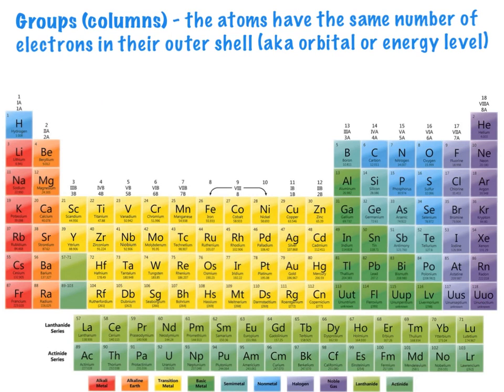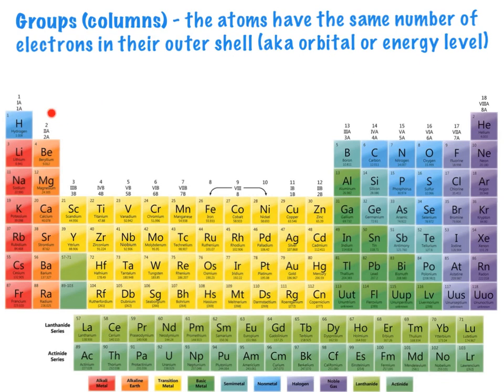So let's look at the first column. And if you look, this first group has a number 1 at the top. So it tells me it's group number 1. And what I know is all of the elements in that first group have the same number of electrons in their outer shell or their outer orbital or outer energy level.